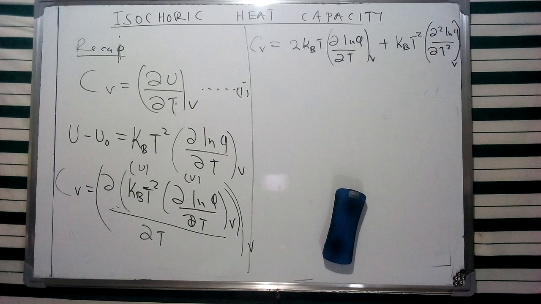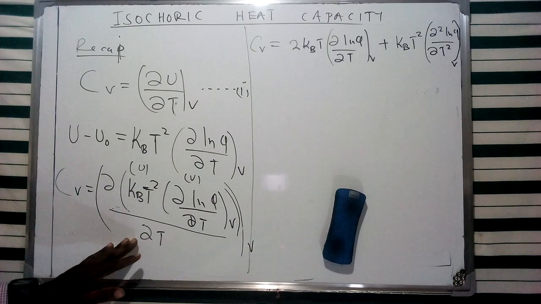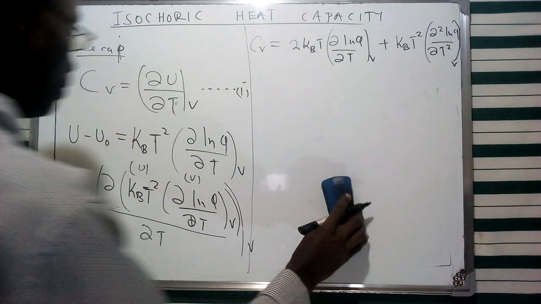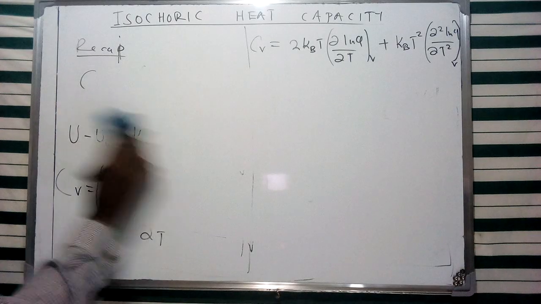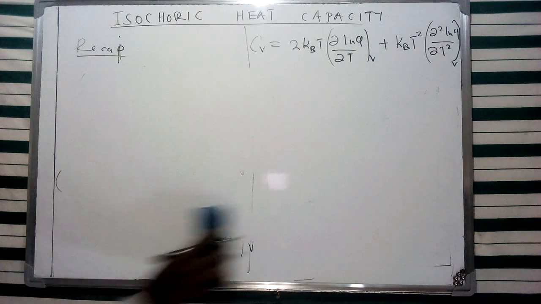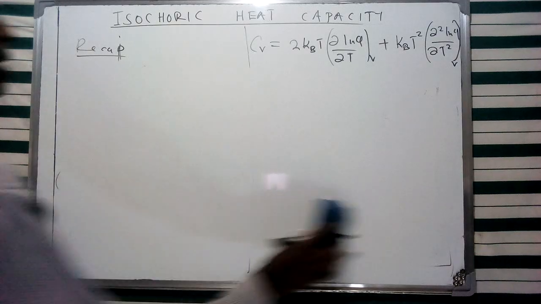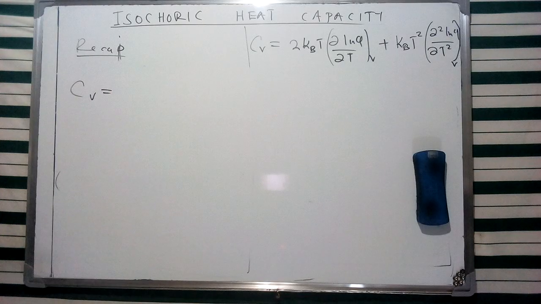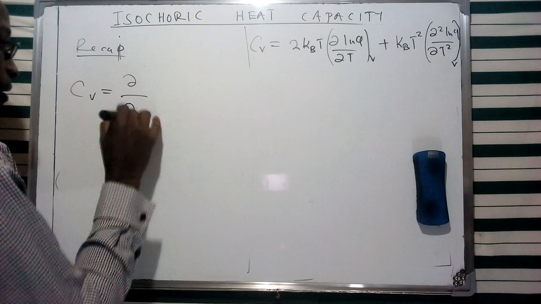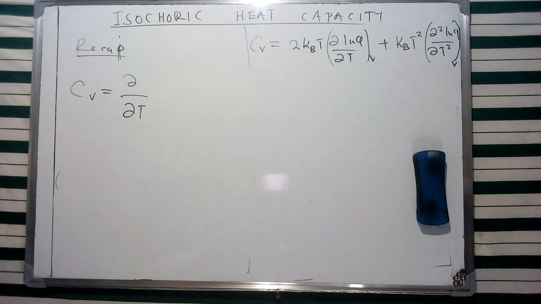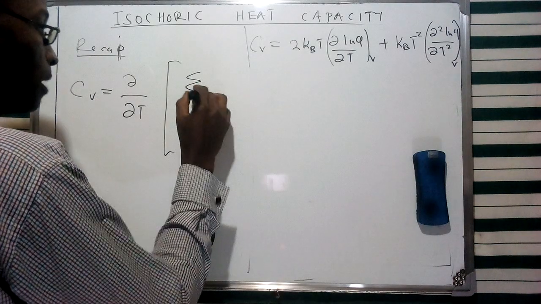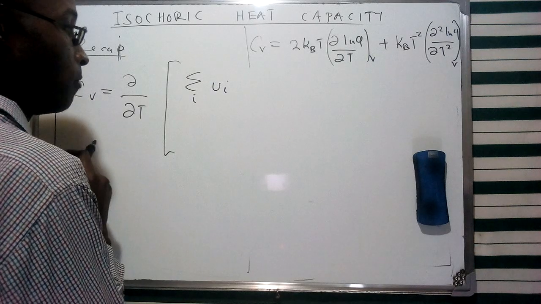Now we can define this aspect of the isochoric heat capacity in terms of an ensemble average. From our previous discussion, we can find this isochoric heat capacity in terms of an ensemble average, whereby we're going to have C_V represented as a derivative over dT. Now, this internal energy, which was U, is going to be given in terms of an ensemble average, and we have come across these representations for internal energy.